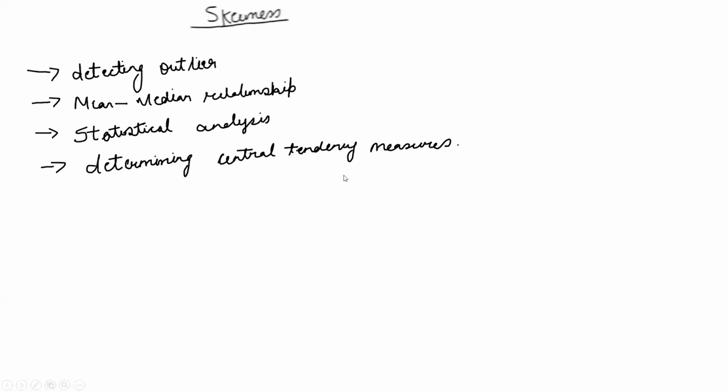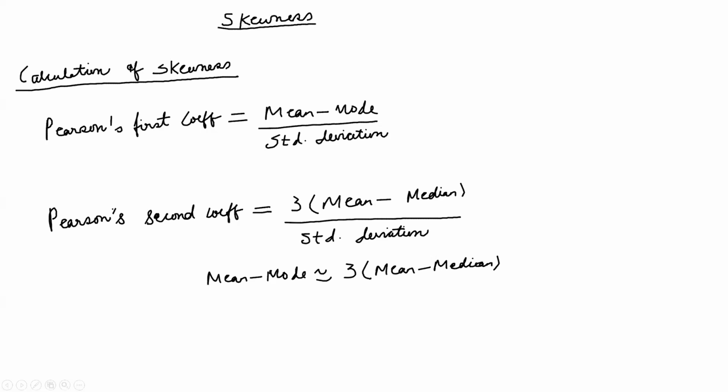So in that case, whenever there is skewed data, the median is considered as the measure of central tendency rather than the mean, because it is less affected by the extreme values. So this is about the basics. Okay, now there are different ways in which we can calculate the skewness.